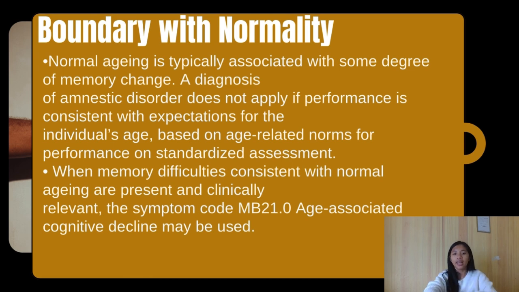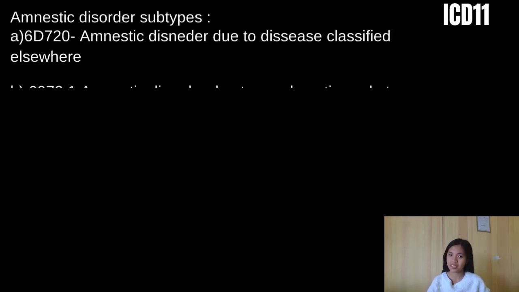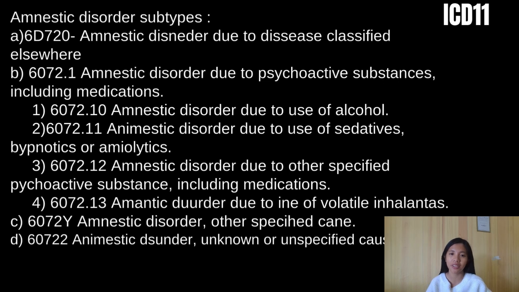That's it. Now, let's take a look at the different amnestic disorder subtypes. So these are the subtypes under amnestic disorder. Letter A, amnestic disorder due to disease classified elsewhere. B, amnestic disorder due to psychoactive substances, including medication.